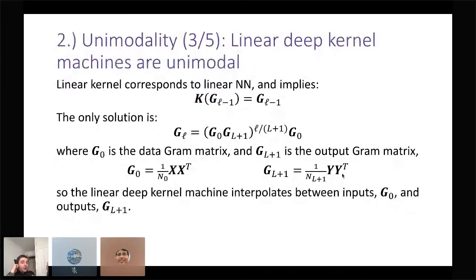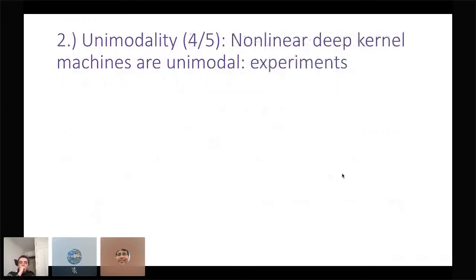Point two, we can prove there's only one of these solutions, and therefore the deep kernel machine objective is unimodal, at least in the linear case. Then in the non-linear case, things are obviously more complicated. We've tried lots of proof strategies. Turns out everything's very hard, perhaps won't surprise you at all.